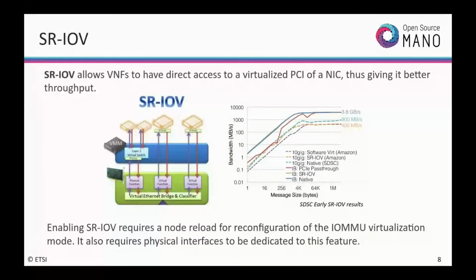It allows the VNF to have direct access to the network card and gives it better throughput. So as you can see here, depending upon the message size, you can get better and better performance when using SRIOV. And it is available in Amazon, it's available in OpenStack, it's available in VMware VCD, etc. So this technology is available in a number of different places.